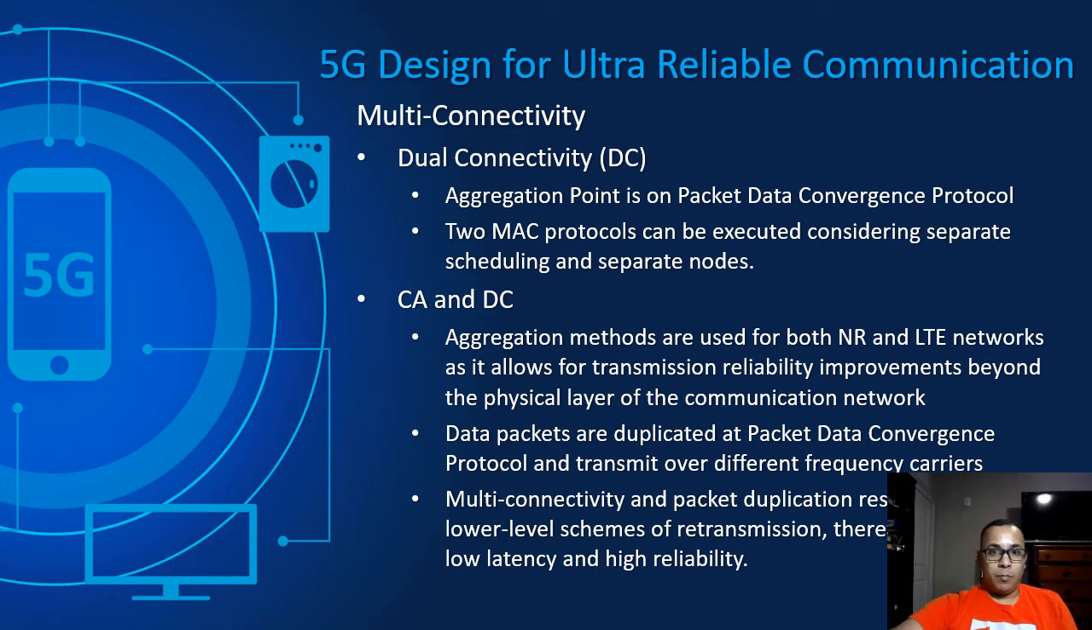The other method of multi-connectivity is dual connectivity. Here, the aggregation point is through the packet data convergence protocol, and this protocol is mainly used on new radio technology. It allows more than one MAC protocol to be executed at once. Both methods are utilized to improve reliability beyond the physical layer of the network.